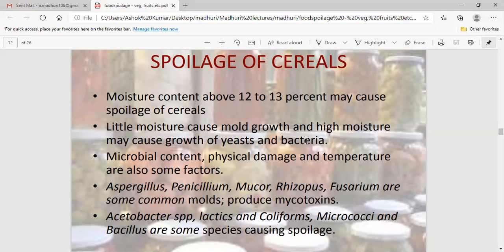And the microorganisms like Aspergillus, Penicillium, Mucor, Rhizopus, Fusarium are some common molds which can produce mycotoxins. So here the first threat will be from fungus like Aspergillus, Penicillium, Mucor, Rhizopus, Fusarium, etc. Being fungus, they can produce mycotoxins, meaning they will be producing some toxins.